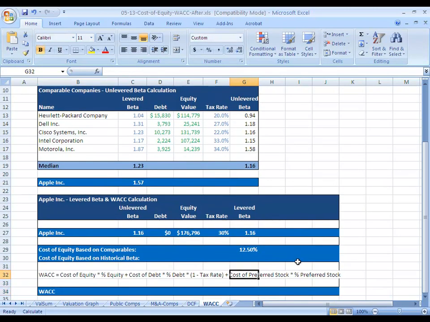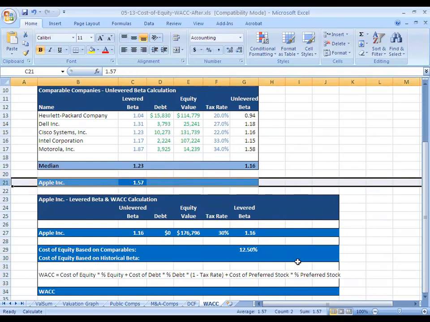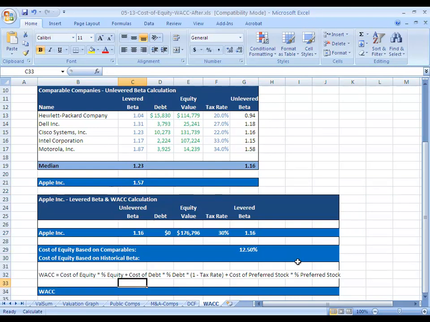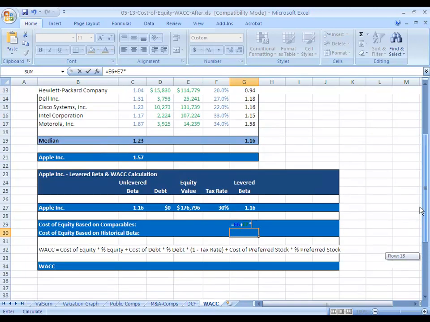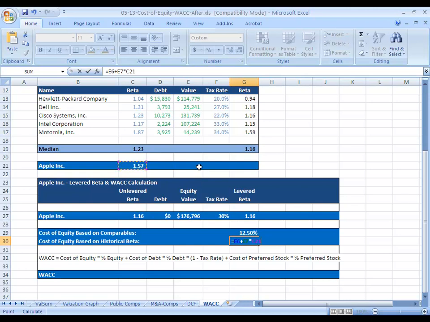The other thing we like to do here is also look at cost of equity based on Apple's own historical levered beta, because remember that we don't technically have to go through this calculation. We could just take Apple's existing levered beta and use that as well. And usually these numbers are fairly close if we've done our calculations properly, but we like to look at this as well and then select which one we're going to use. So if we base it on Apple's historical beta, we would go up to the top, take our risk-free rate, add our equity risk premium, and then multiply by Apple's historical beta right here.